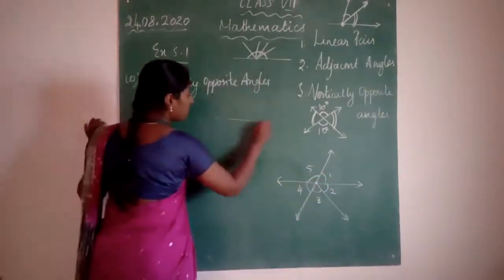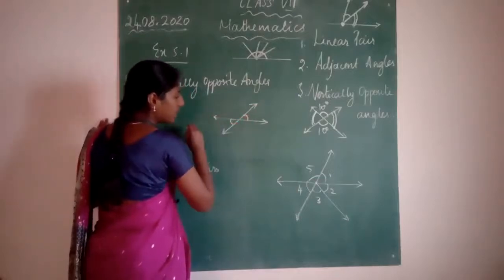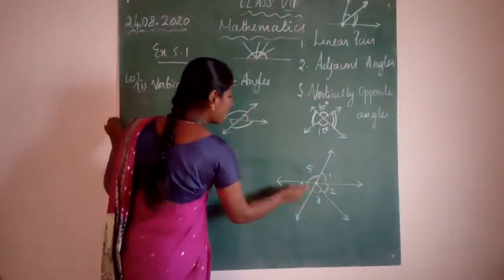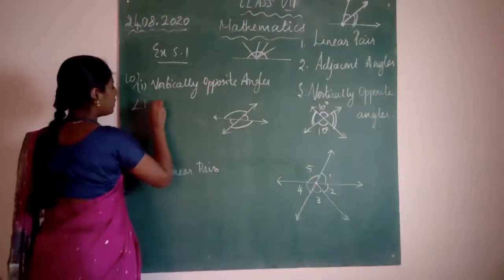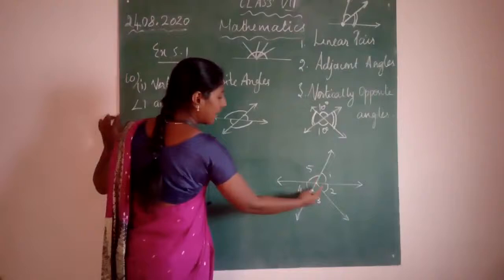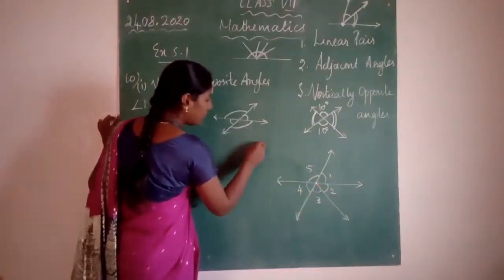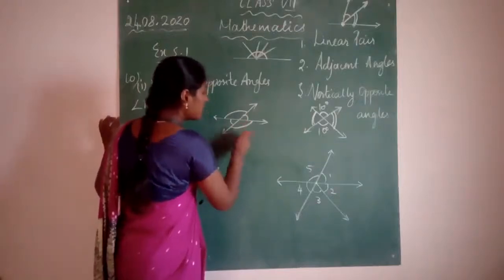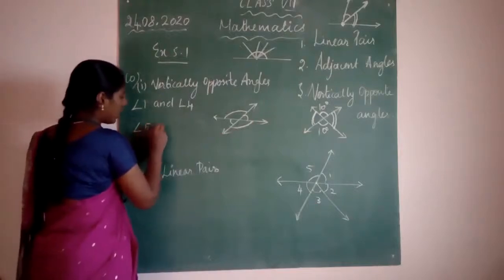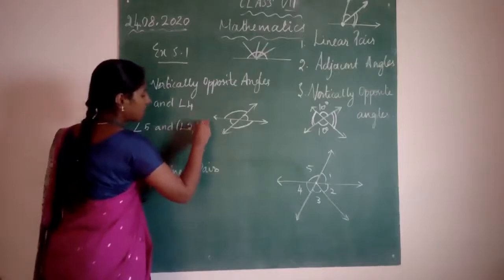I will draw this separately, then you will get a better idea. See, this angle and this angle are vertically opposite, and this one and this one are vertically opposite. So you will write angle 1 and angle 4. Then you will have angle 5 and angle 2, angle 3 together. Is it clear? Actually, you have one more ray here, but don't consider that one. Just take only this one. So you will have angle 5 and angle 2, angle 3.